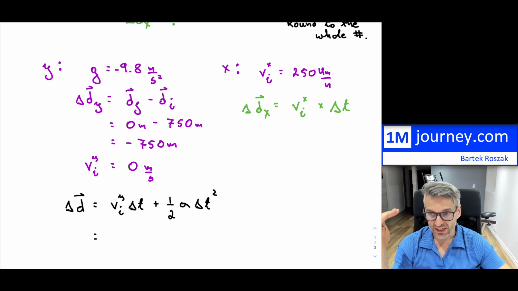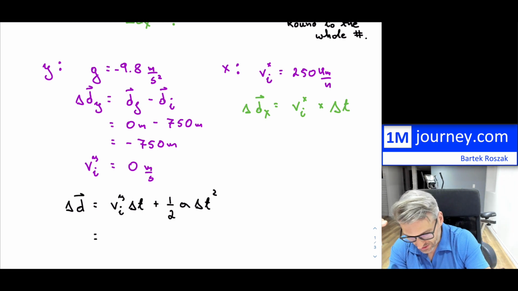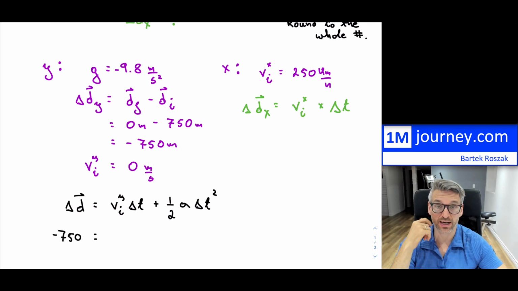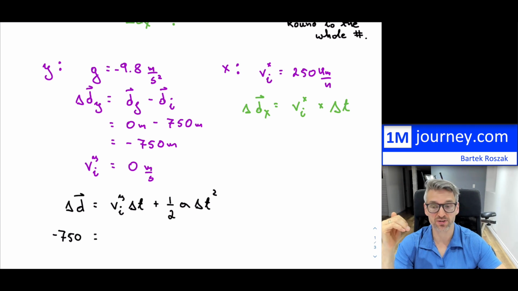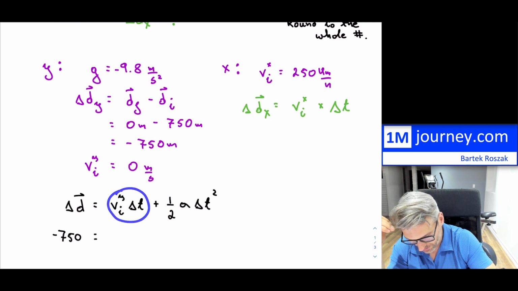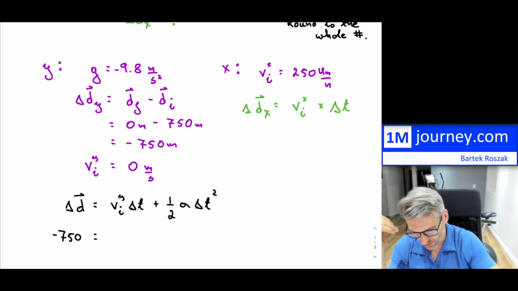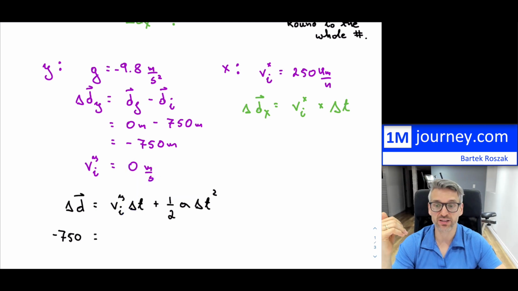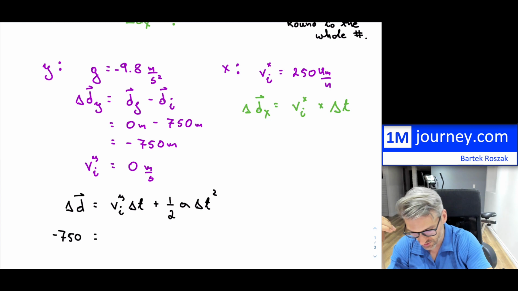So what is that delta D? Well, my delta D right here is the negative 750 that we have. That's how it would be displaced, right? Because it's 750 meters. My initial speed is 0. So this term is gone, because 0 times delta t is still 0.